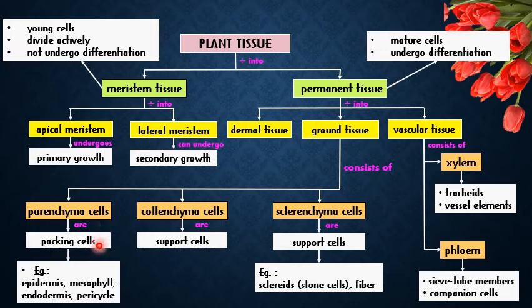Parenchymal cells are packing cells. Examples of parenchymal cells are epidermis, mesophyll, endodermis, and pericycle. Collenchymal cells are support cells. Sclerenchymal cells are support cells too. Examples of sclerenchymal cells are sclerites or stone cells and fiber. The vascular tissue consists of xylem and phloem. The xylem consists of tracheids and vessel elements. The phloem consists of sieve tube members and companion cells. So, this is the overview of the content that you are going to study in this subtopic.